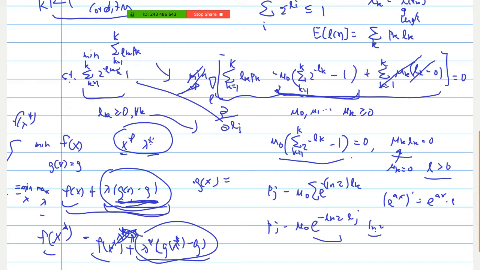From where? This log 2? Yes, this one, because I'm taking the derivative of this with respect to lj. If you remember, e to the ax, if I take the derivative with respect to x, will be e to the ax times a, right? So this log 2 is basically a. Oh, yeah. Okay.